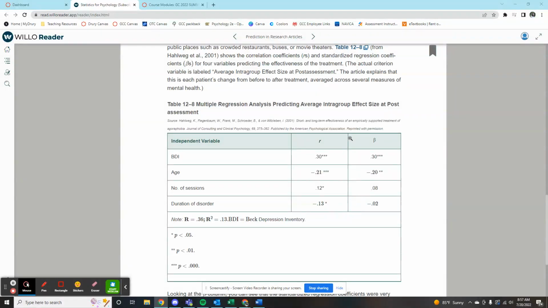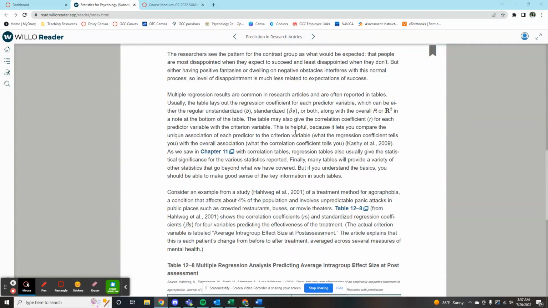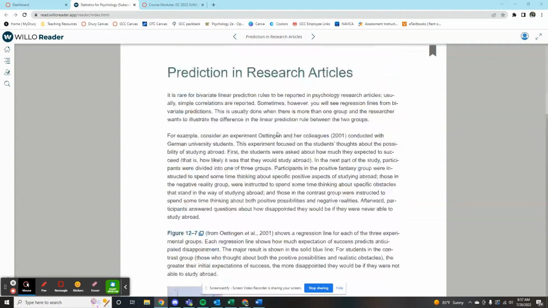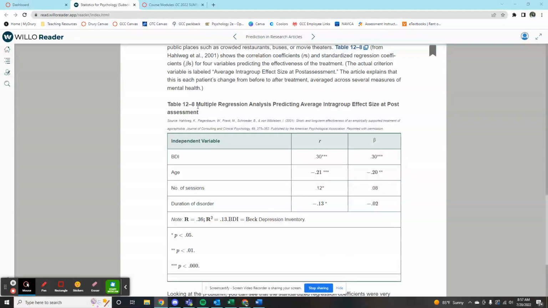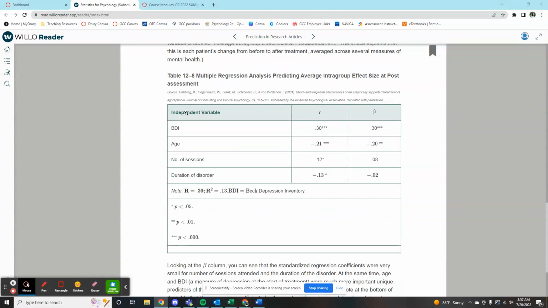Hello everyone. I had a request for a video showing how to interpret table 12.8, because this looks considerably different than the output table that will be provided by PSPP or SPSS that I've already given you the tutorial on how to interpret. If you're looking at a hard copy, we're on table 12.8 in chapter 12, in the section on prediction in research articles, if you want to follow along.